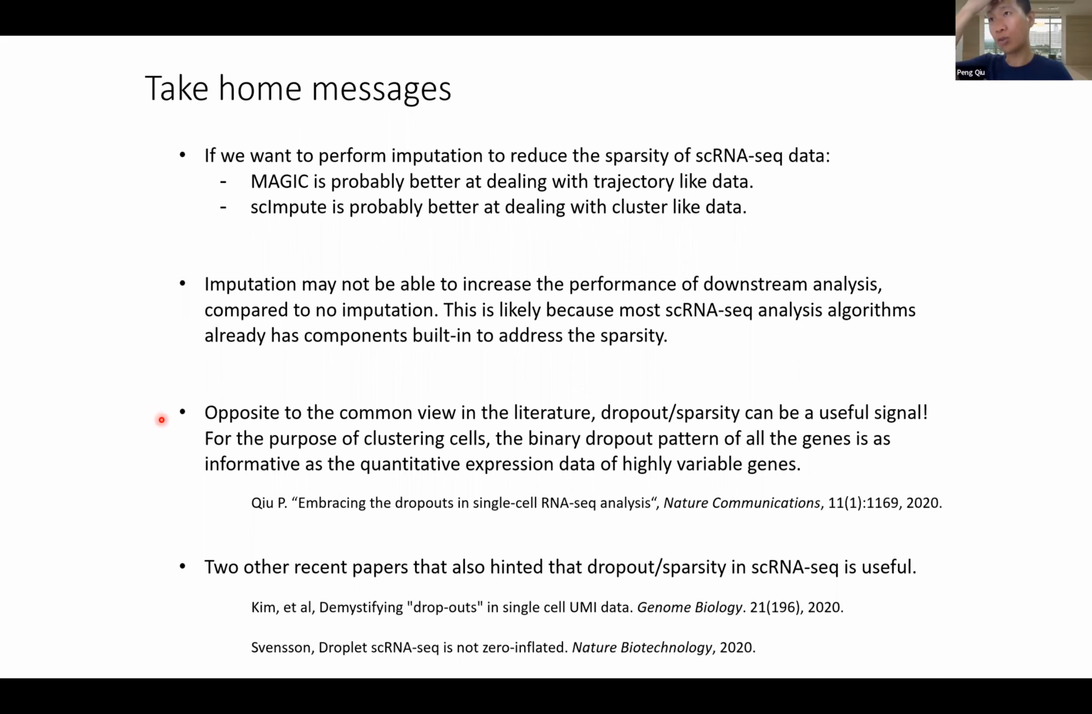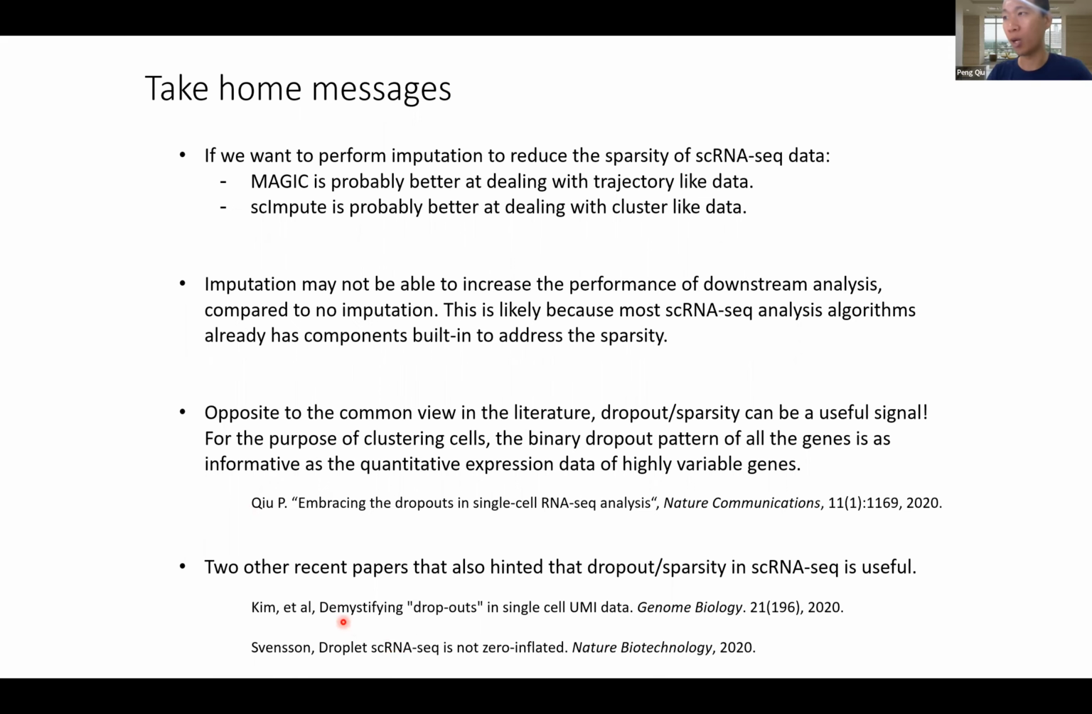Now, I've also shown that, opposite from the common view of the literature, the sparsity of single cell data can actually be a useful signal that we can use to identify cell types. This is shown in a paper I published 2 years ago and the results that I showed in the previous slides. In fact, there were two other papers published around the same time that also hinted on the usefulness of the sparsity of the data.